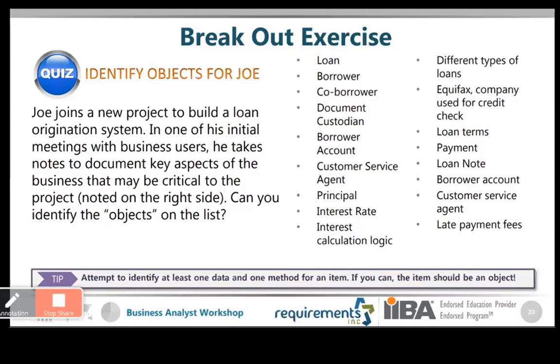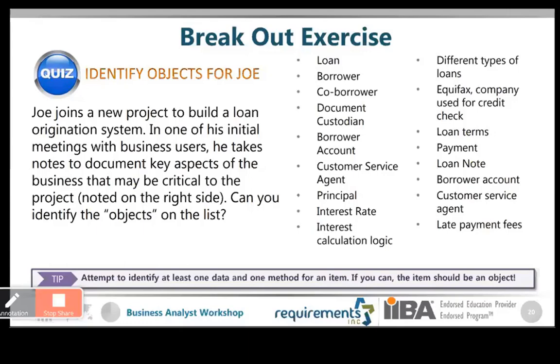So we said loan is an object. Okay, perfect. We agreed on that. And borrower account also is an object. We were not sure about principal and interest rate. We had question marks on those. Let's go through the list in order. So loan, yes, right? What about borrower? Yes, okay. Co-borrower? Of course, yes.